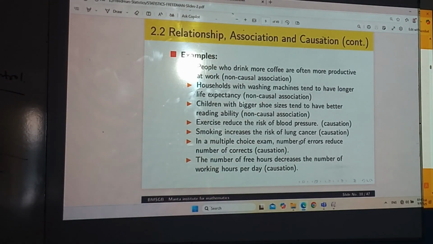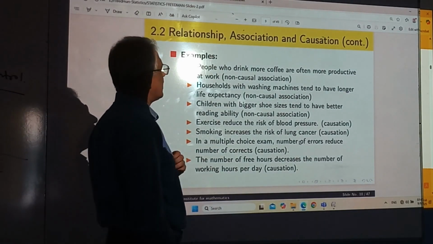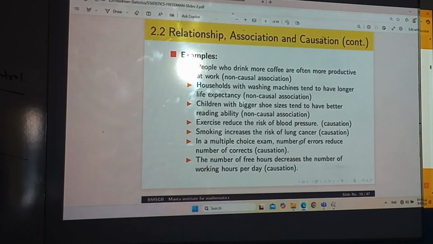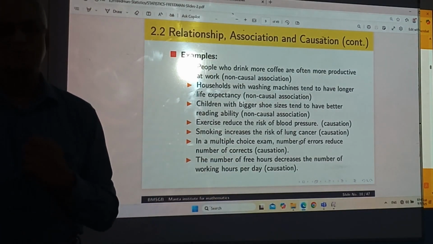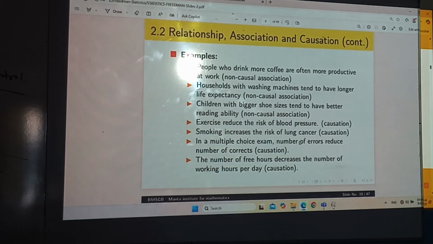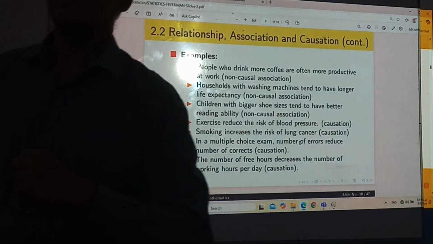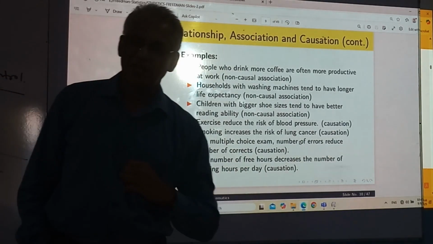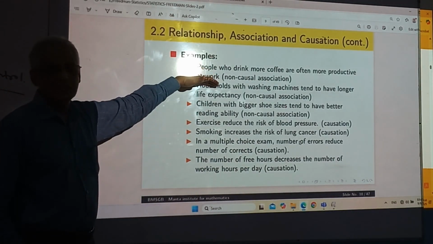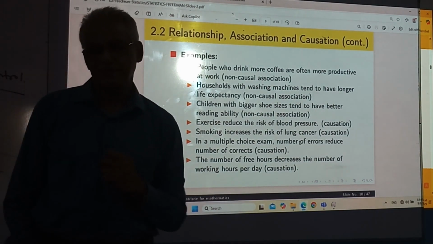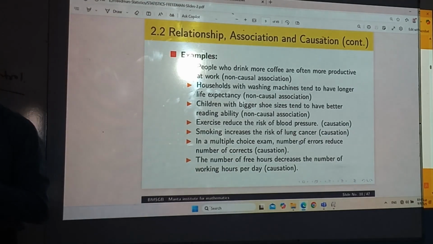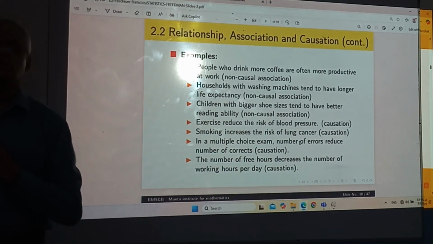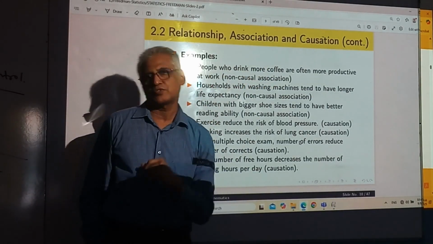Right. So, for example, households with washing machines tend to have longer life expectancy. So if washing machines give you long life, everybody will buy washing machines, right? That will not make your life expectancy long, right? But there is a belief like this. How can that happen? How can you explain that? If there is an association like this, how can you explain it? People have found out there is an association like this.